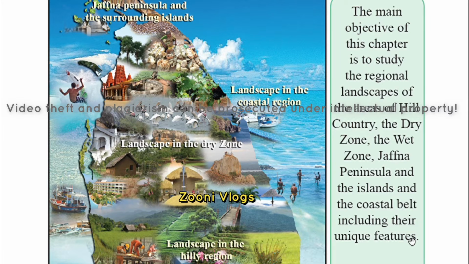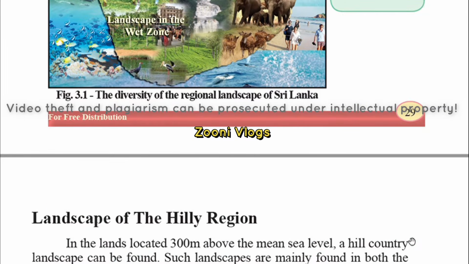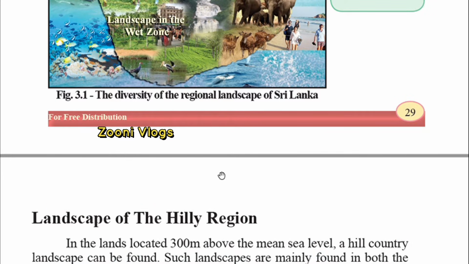Hill country, the dry zone, the wet zone, Jaffna Peninsula, and the islands and the coastal belt. Okay, so from this lesson we are going to learn about the landscape of our country. Now here they mention the map 3.1, the diversity of the regional landscape of Sri Lanka.